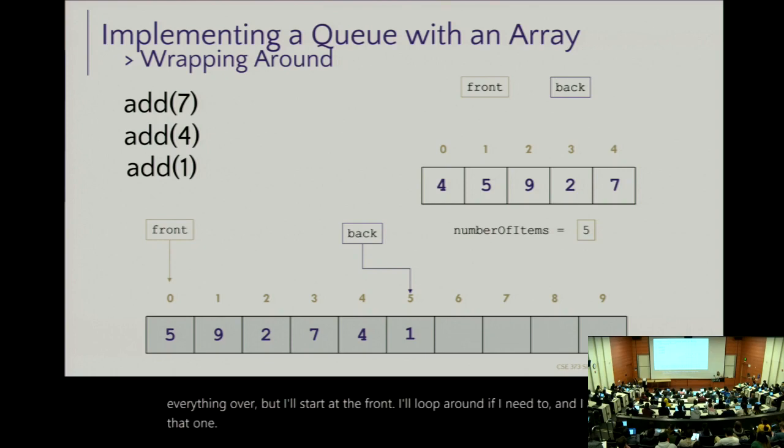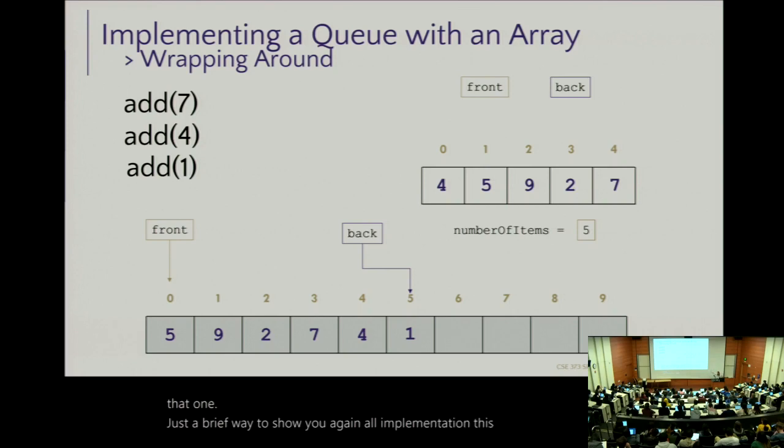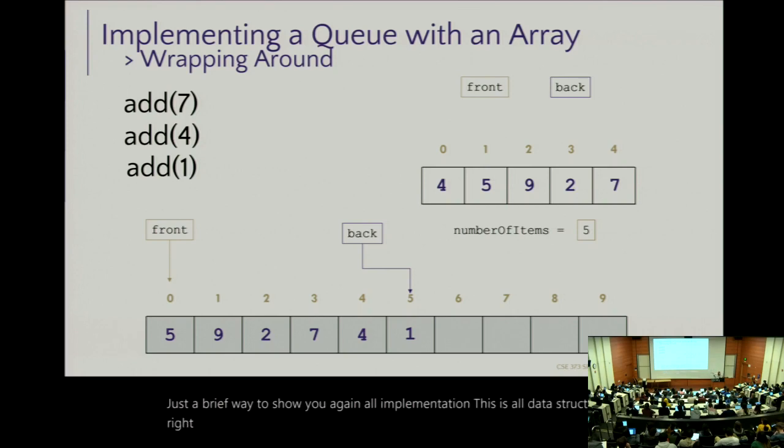Yes. Just a brief way to show you again all of this implementation. This is all data structure, right? Me as somebody using the queue, I don't want to know how this happens. I don't have to worry about this. This is all data structure, how it's implementing that queue ADT. Questions at all on how this wraparound happens?